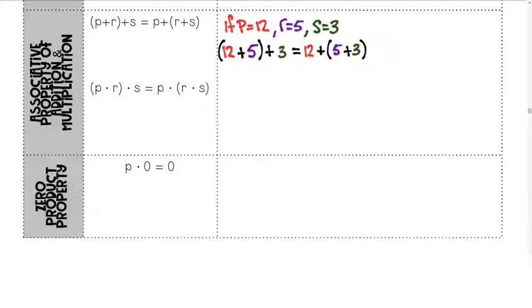Then I just follow order of operations, which states that I have to do 12 plus 5, and then I get 17 plus 3. And over there I have to do 5 plus 3 and get 8, and that would be 12 plus 8. When I add those two together, I get 20 equals 20.